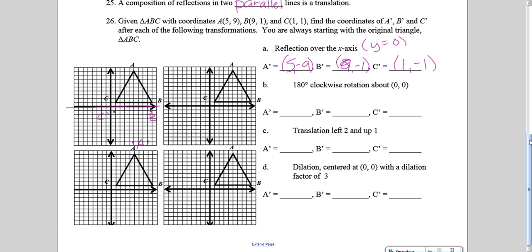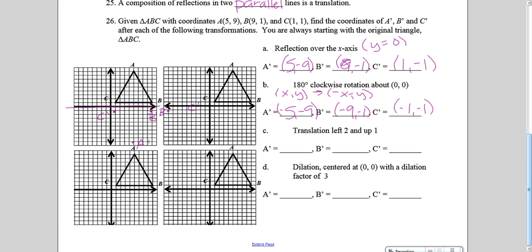All right, a 180-degree clockwise rotation. Around this point, if I rotate this whole figure 180 degrees, C ends up at the point negative 1, negative 1. B ends up at the point negative 9, negative 1. Remember, for those of my class, we just make the x and y both negative. So the A ends up at negative 5, negative 9.